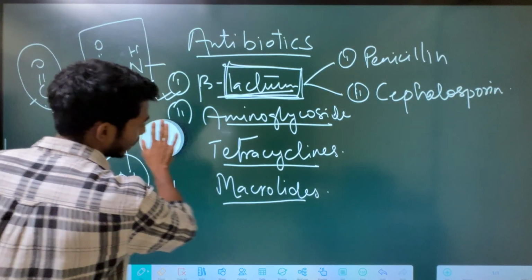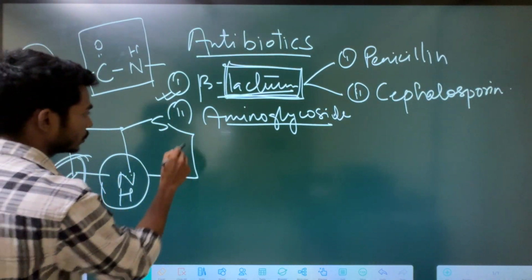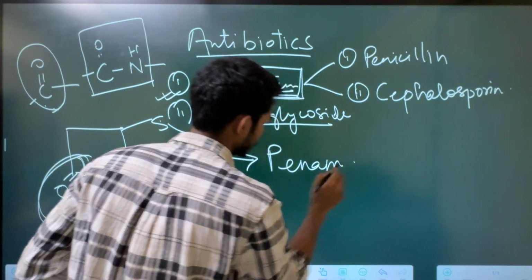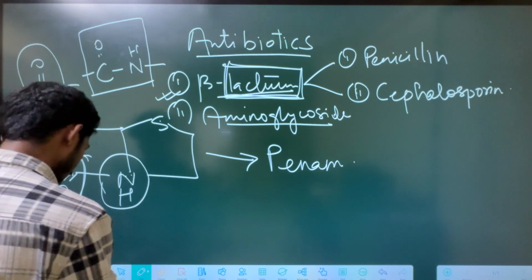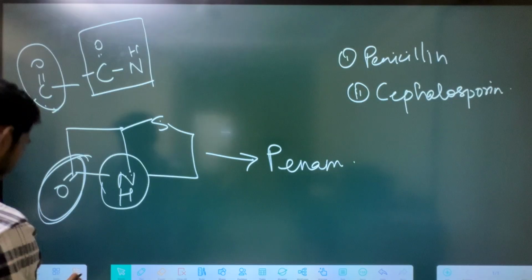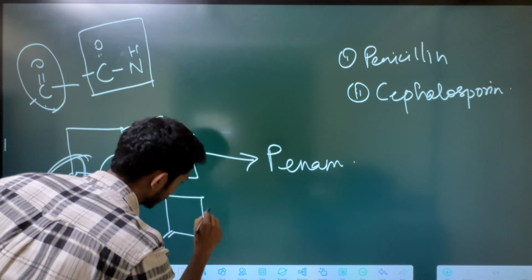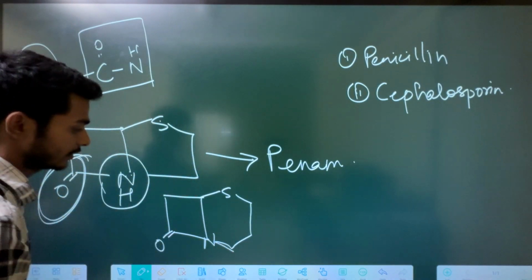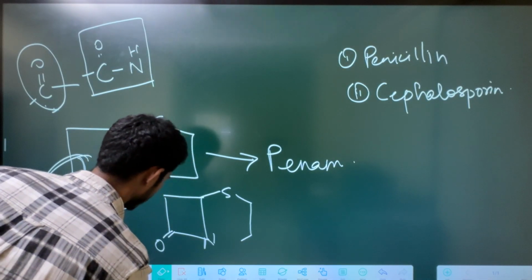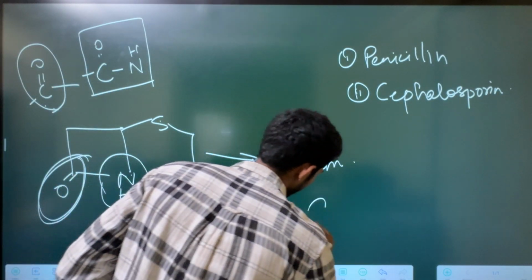And when this lactam ring is connected with a 5-membered structure, how many members are there? 1, 2, 3, 4, 5. That is called penam. That is very important and the basic structure of penicillin. What is that? That is penam. Once again, that is penam. And if you see the same lactam ring connected with a 6-membered structure, like that, that is called cepham. That is called cepham. And it is also the basic structural scaffold of cephalosporin.